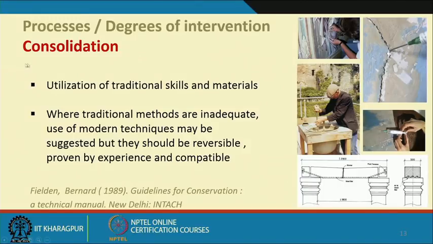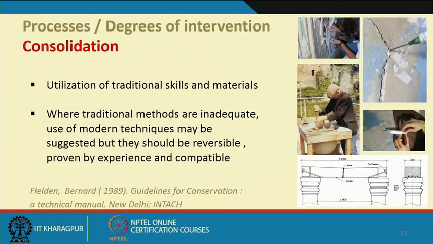So, some general principles are that as much as possible the traditional skill and materials should be considered for this type of approach, and where traditional methods are inadequate, the use of modern techniques may be suggested, but they should be reversible. Reversible means later on, if some method is creating a problem, you should be able to take it back or undo the entire process. So, reversibility is a very important criterion when you are talking about a historic structure, and the method should be proven by experience and compatible with the original structure.